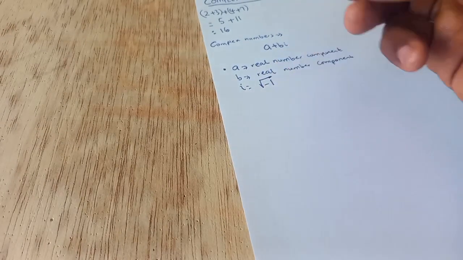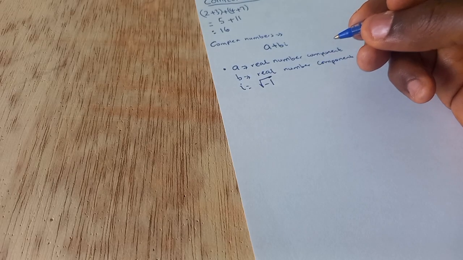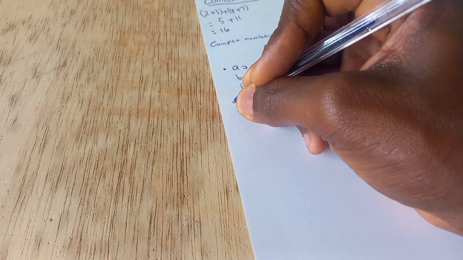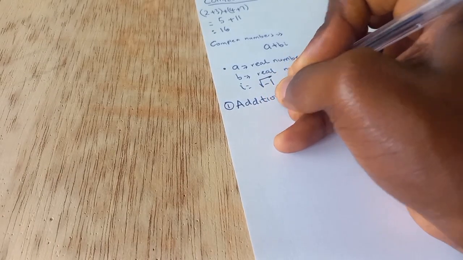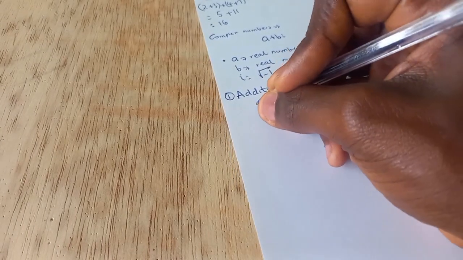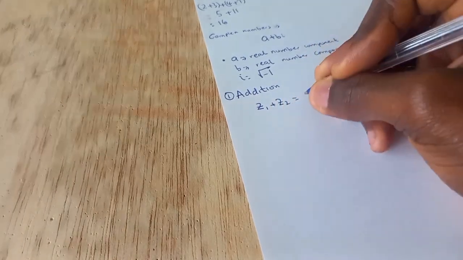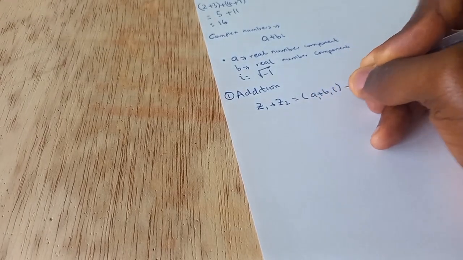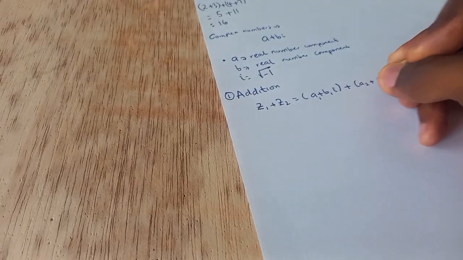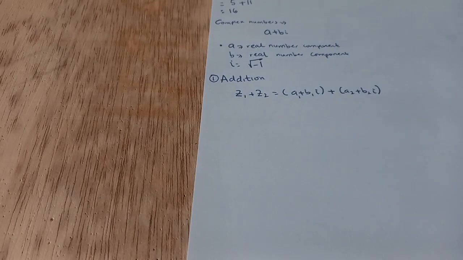Are you following? And using the algebraic representation, the usual operations on the complex numbers can be performed as follows. That is 1. Addition. Z1 plus Z2 is equal to, let's say, A1 plus B1I plus A2 plus B2I. What makes the BI the complex part is due to the I attached to it.